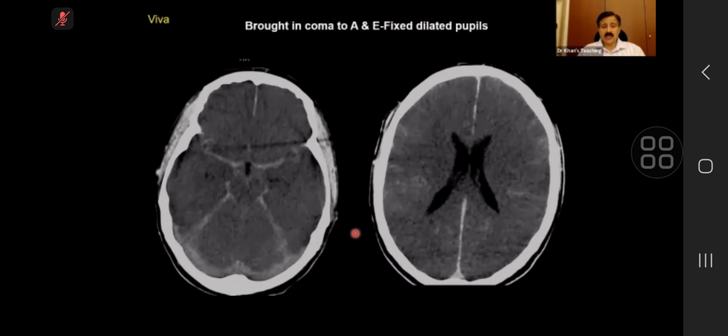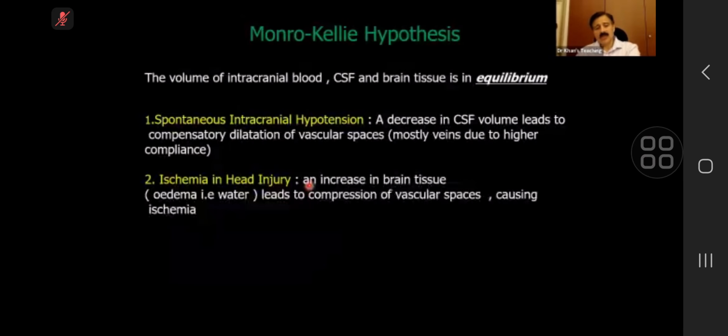Pseudo-subarachnoid sign is always asked in the exam. Please remember, when there is global ischemia and there is loss of gray white matter differentiation, the vessels and the dura, etc., and the leptomeningeal vessels, they appear as high density and give you this pseudo-subarachnoid sign. And here again is this Monro-Kellie hypothesis.